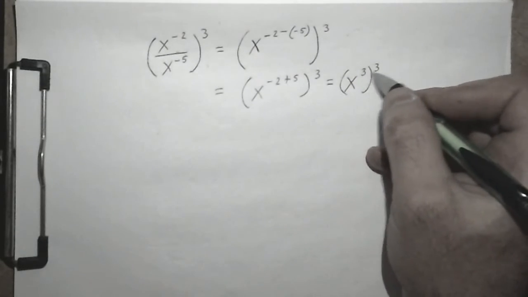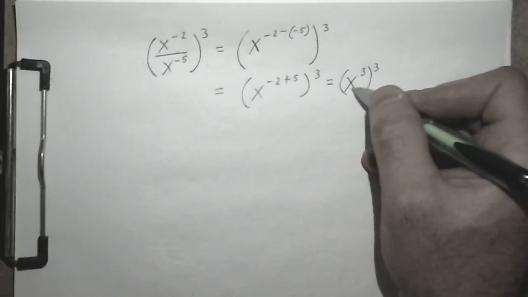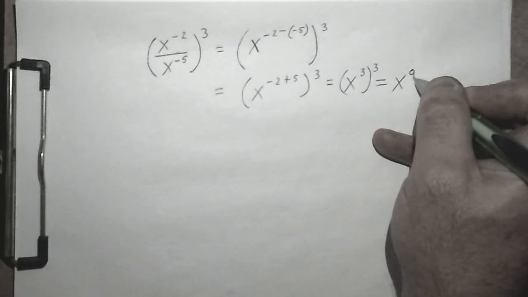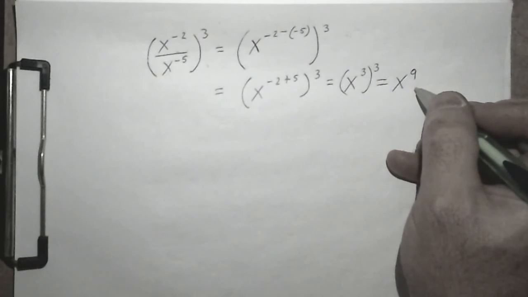Now, when you raise a power to a power, you multiply the exponents. Keep the base the same and multiply the exponents. So this is going to be x to the 3 times 3 power, or x to the 9th power. And that's your final answer for that problem there.